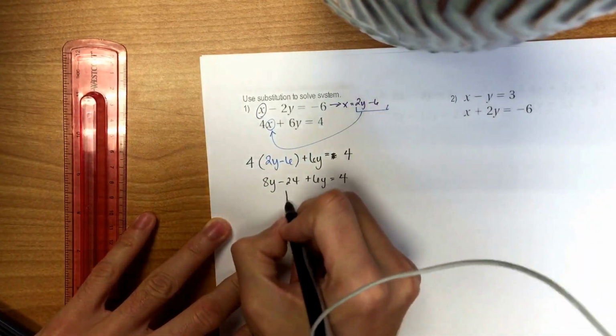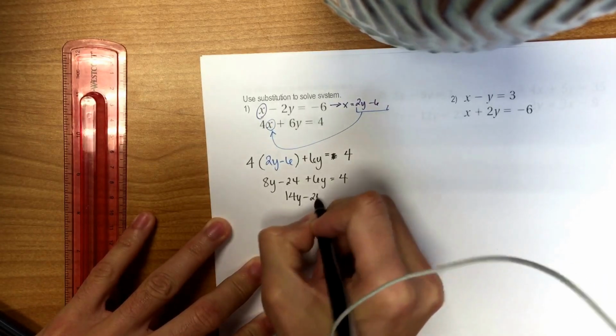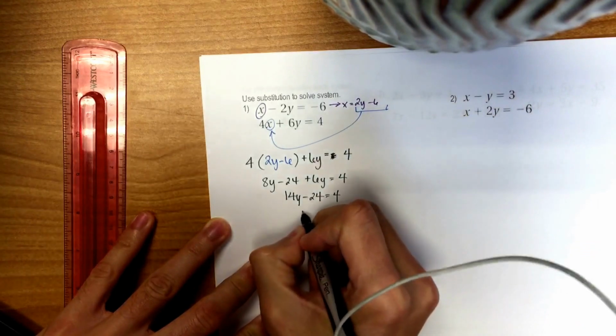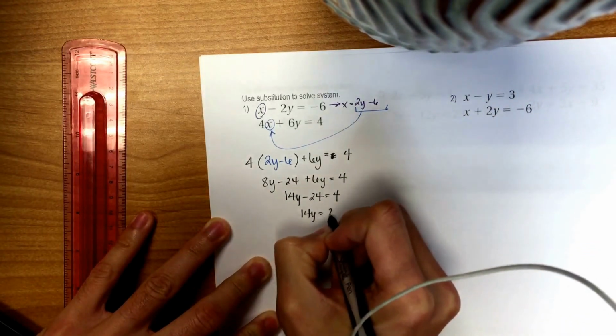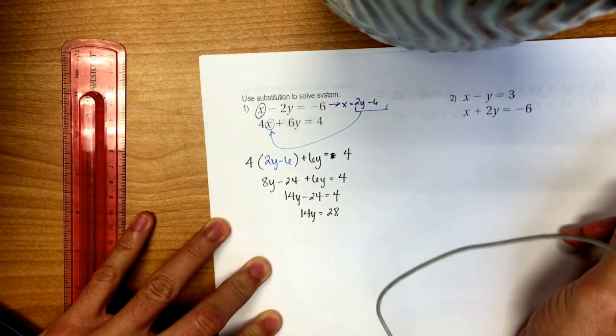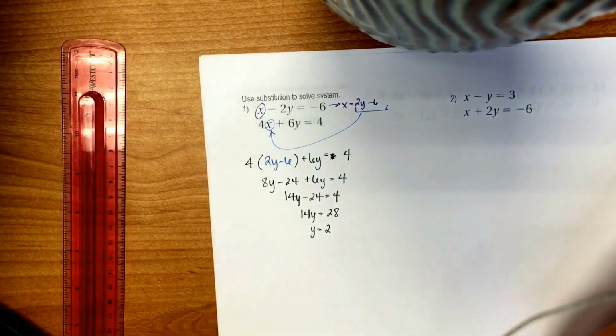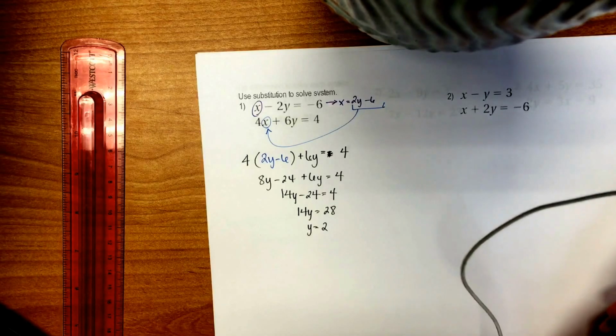Combining my like terms, I've got 14y's. Isolating my y, I'm going to add 24 to both sides. And to isolate my y, I'm going to divide both sides by 14. So I end up with a nice, neat y value of 2.